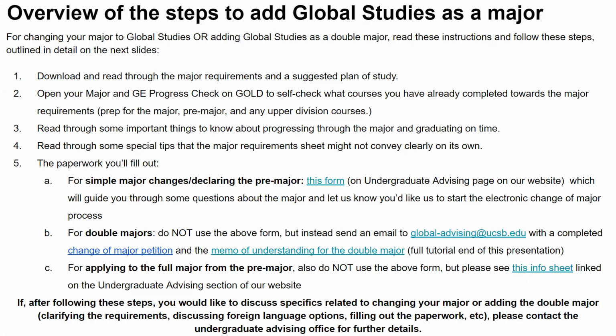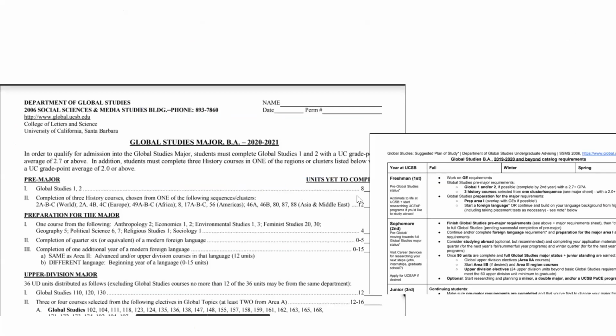And then if after following these steps, you still feel like you've got some questions, some specifics you want to dig into, some things that are personal to you that you're not sure about, especially related to adding the double major, definitely, and the foreign language requirement, also definitely good things to book an appointment with us. So you can contact the undergraduate advising office for further details, visit our website to see our most updated contact information.